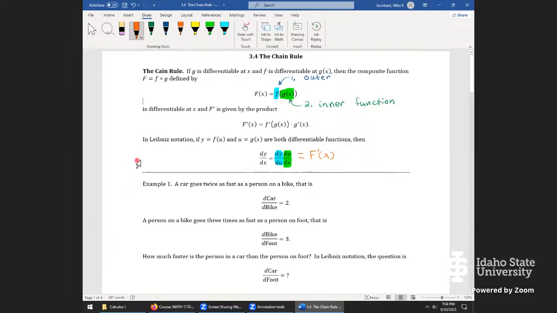Okay, the example 1 I have here is a very silly example. Its whole purpose is to make this seem plausible. The idea is that rates will multiply in the right kind of situation. So here's our example to start this off.